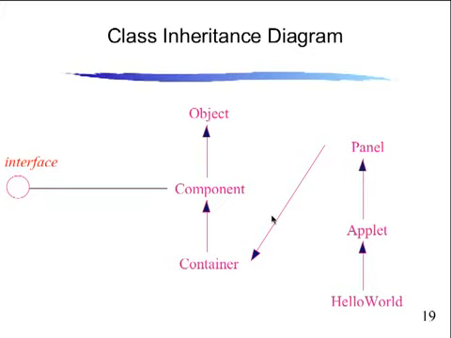There's a class inheritance diagram where we have an interface, and then this might look familiar, maybe not, it doesn't have to. But these are all of the inheritance. Everything in Java comes from object, and then we have component, container, panel, and then applet is part of panel. And hello world is part of applet if we were to make it an applet. If not, we'd make it part of panel if we were going to do some GUI application development.